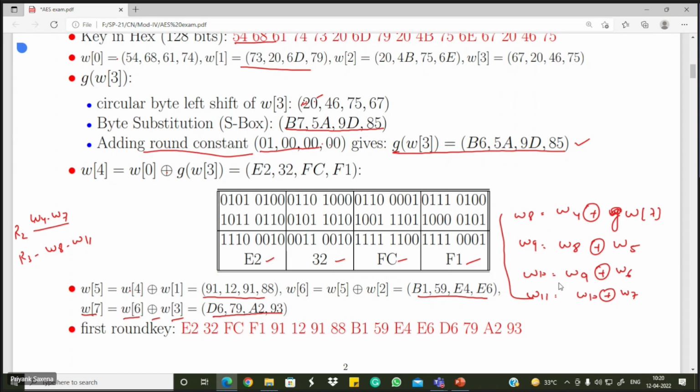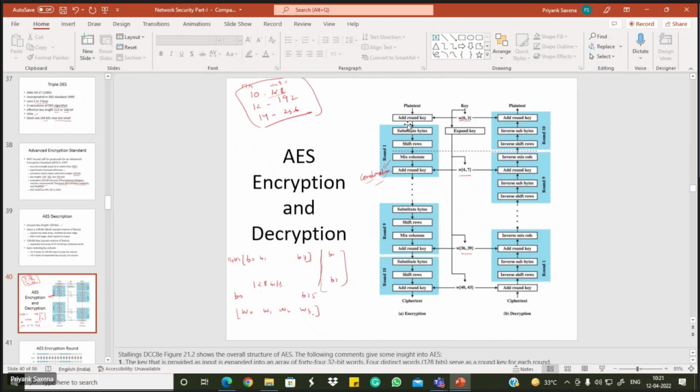So considering 10 rounds, that is a 128-bit key, because if we go for 12 rounds, the key size will be 192. Going for 14 rounds, the key size will be 256 bits. Now this is about the key generation. Now coming to the AES process: add round key, substitution byte, shift rows, mix column, add round key.